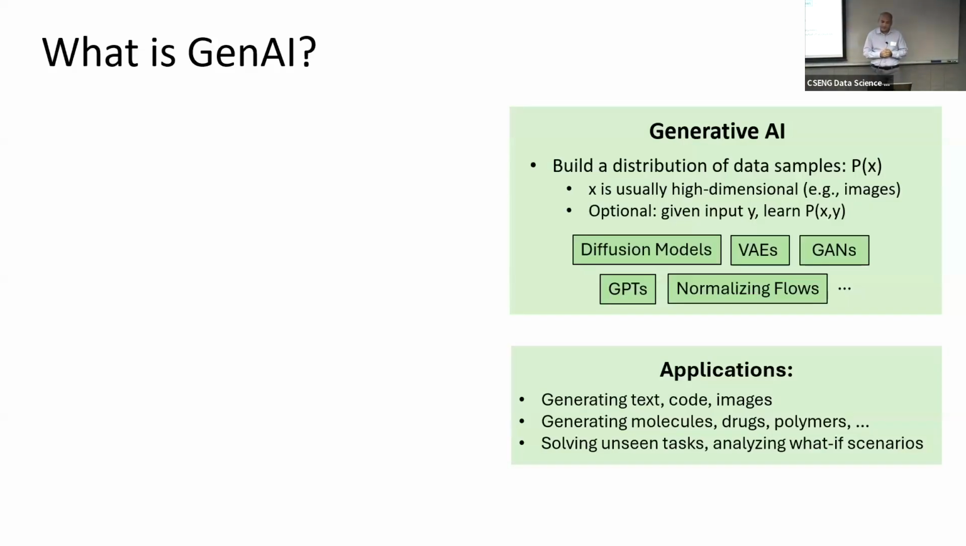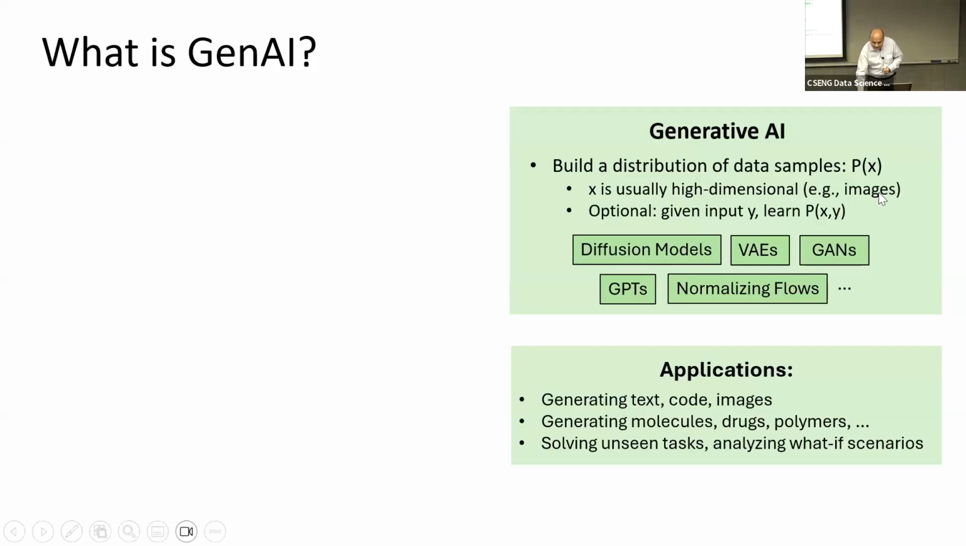So at a high level, if we want to describe the goal of generative AI, we are interested in building a probability distribution of data samples. Once we have learned this probability distribution, we can use it to generate new data samples. And these data samples could be of varying modalities. We can generate new text, new code, images, modalities that you're more familiar with from ChatGPT and other commercial Gen AI products. But we can also use the Gen AI methodology to generate new samples in various scientific applications. You can generate new molecules, new drugs, new polymers, and so on.